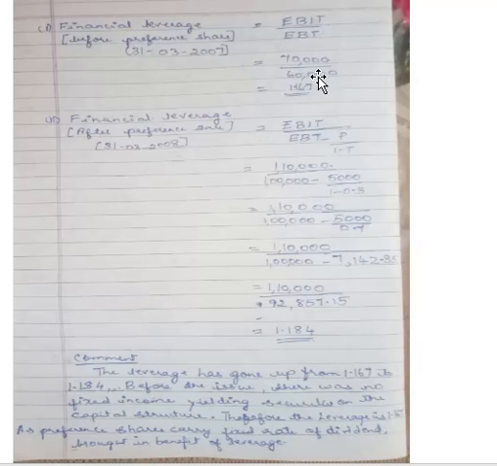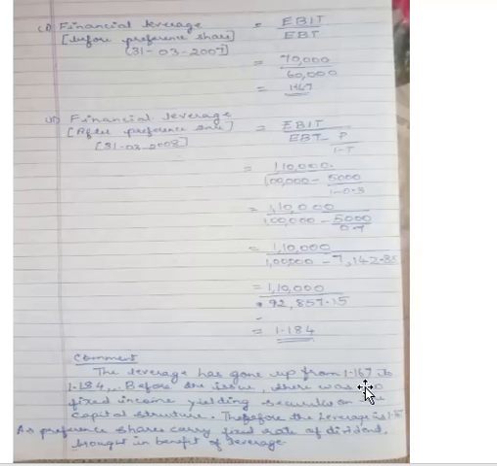The first formula is used when there are no preference shares. The second formula is used when there are preference shares. P refers to dividend, T refers to the rate of tax. So if it is 30%, 0.3; 40%, 0.4, like that. Simplify it, you will get the answer. I have written a comment here.